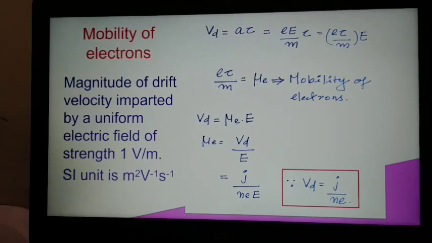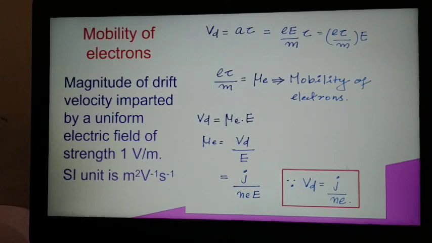Drift velocity acquired per unit electric field intensity. From the equation it is very clear: Vd by E is equal to e tau divided by m. So e tau by m is defined as mu, which is the mobility of electrons. So we can say that Vd is equal to mu into E, or mu is equal to Vd by E, which is drift velocity per unit electric field intensity, the mobility.